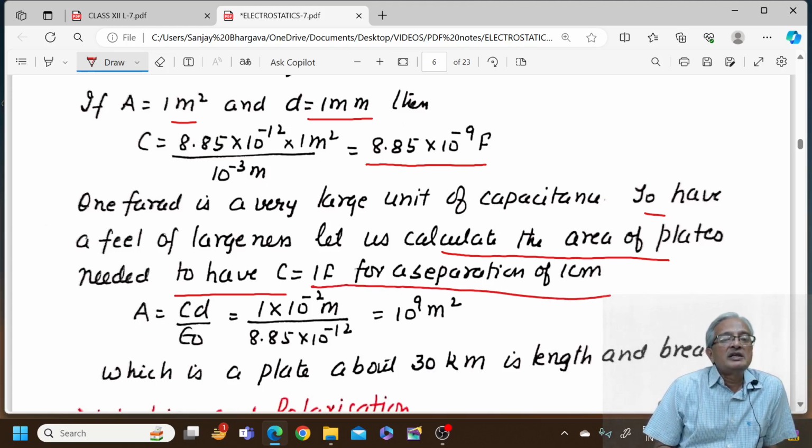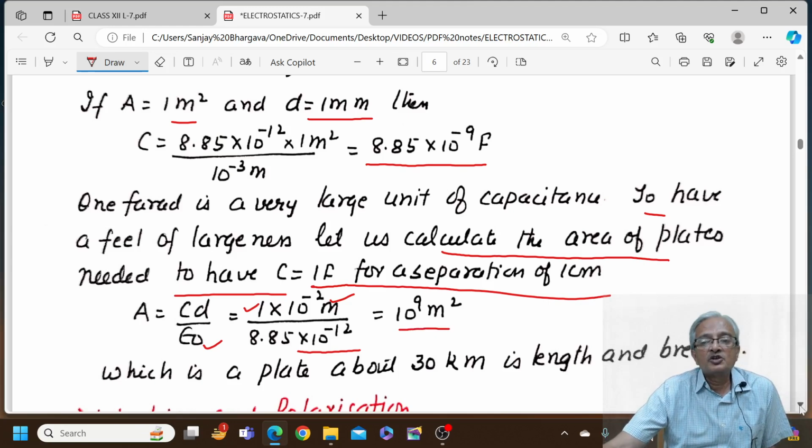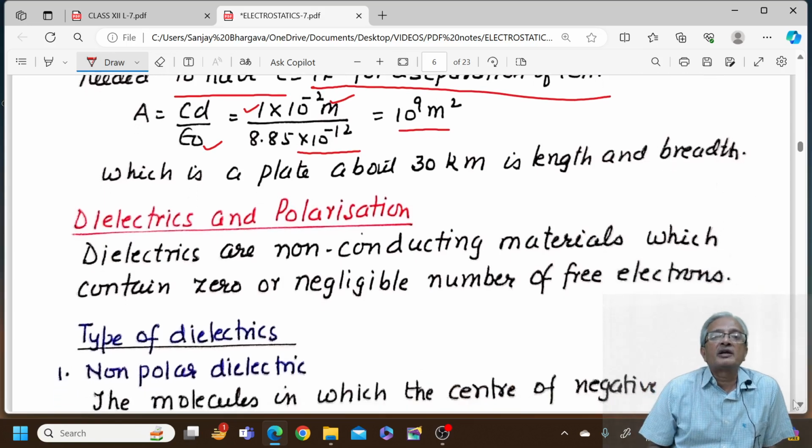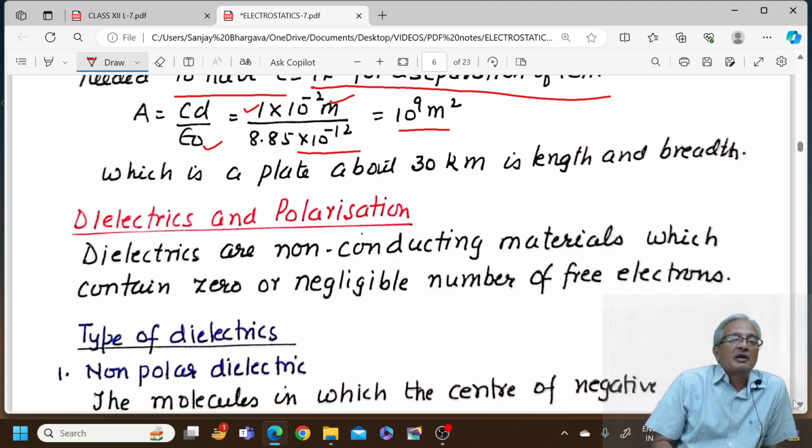So A would be CD upon epsilon 0. C is 1 farad, distance is 1 centimeter, and epsilon 0 is 8.85 into 10 raised to the power minus 12 SI units. So it gives me 10 raised to the power 9 meter square. What does this show? It shows that we require a plate area of 30 kilometer in length and breadth to generate a capacitor of 1 farad capacity with air as the medium. So you can imagine such a capacitor is practically not possible.